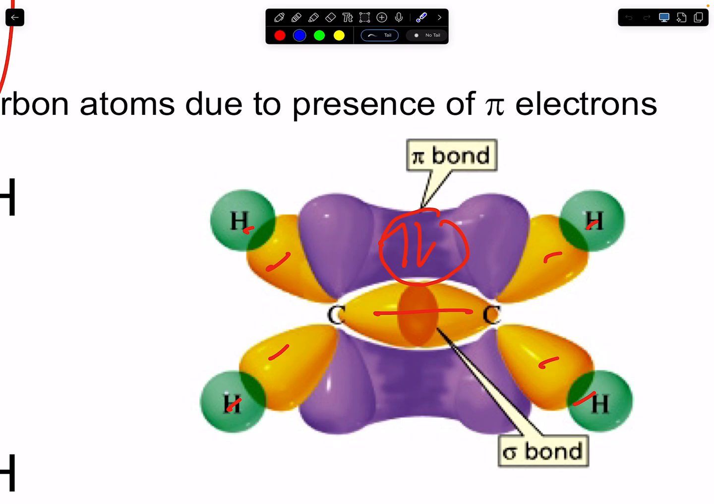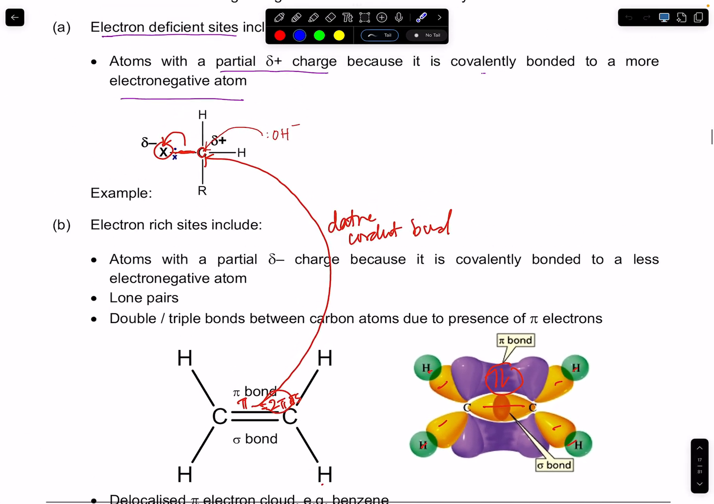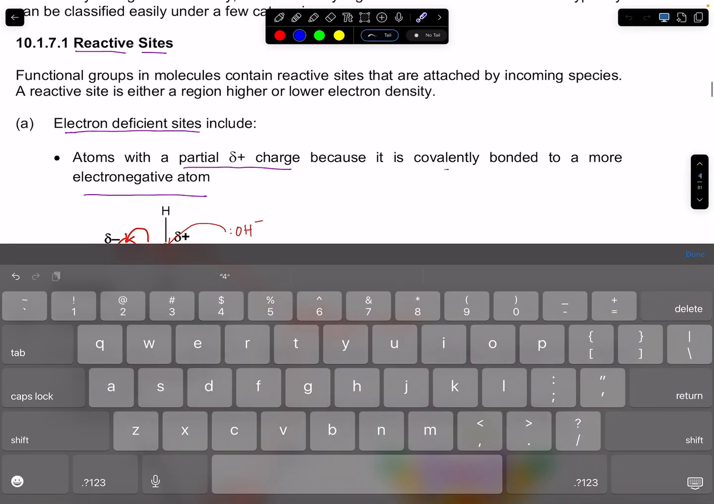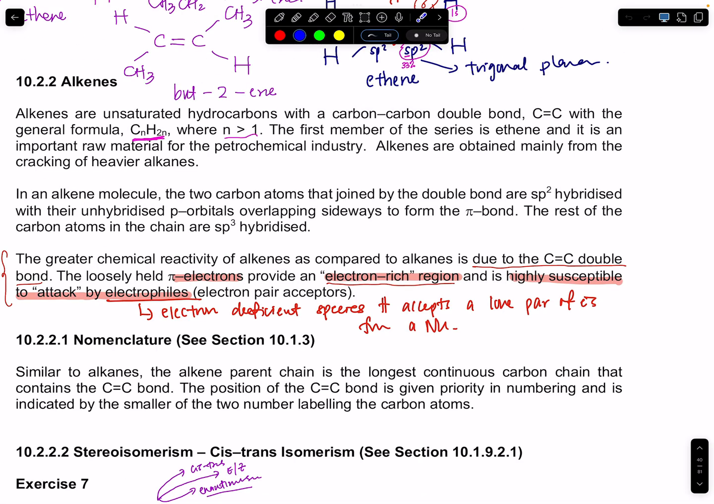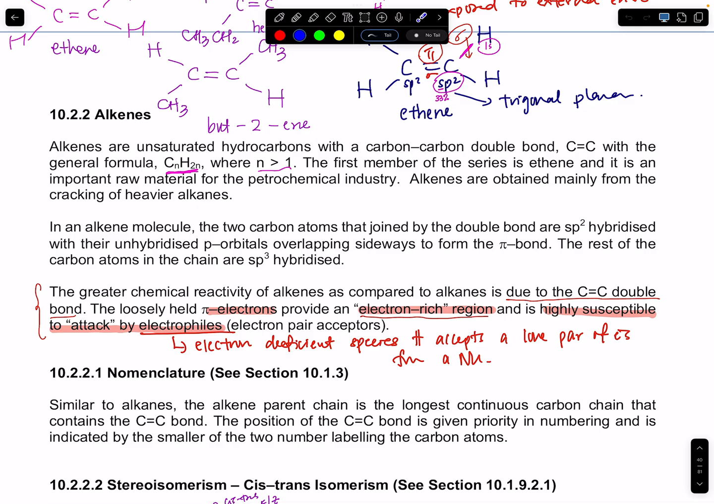Obviously, we call them electron-deficient species, and electron-deficient species are known as electrophiles. Alright, clear on this? Okay, now we go back to our chapter itself. They are called electrophiles. So the greater chemical reactivity is due to the presence of the carbon-carbon double bond and the loosely held pi electrons. They provide an electron-rich area where it is highly susceptible to incoming electrophiles, understand? Or what we call electron-deficient species.